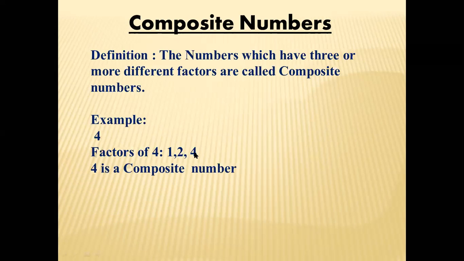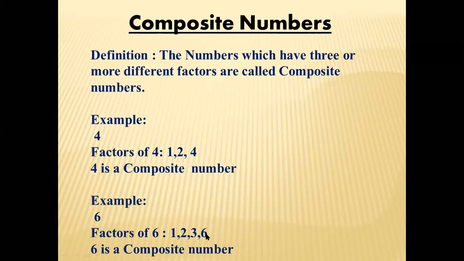Now let's see another number, 6. Find the factors of 6. The factors of 6 are 1, 2, 3 and 6. That is more than 3 factors, 4 factors in total here. So 6 is again a composite number. I hope prime and composite numbers are a little bit clear now.